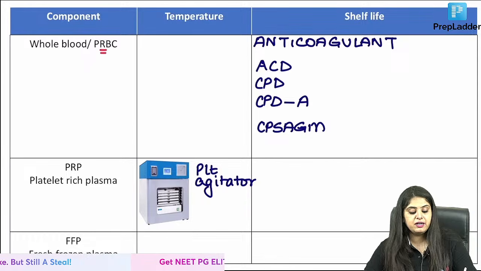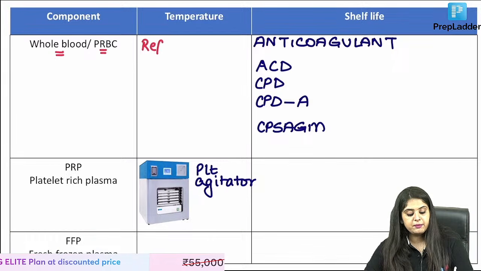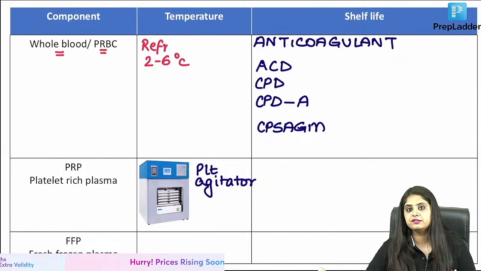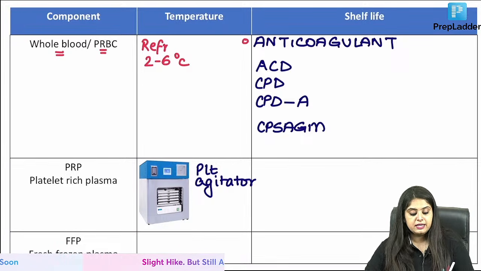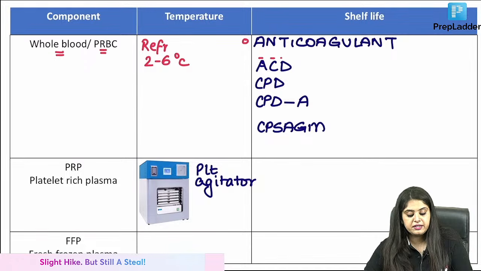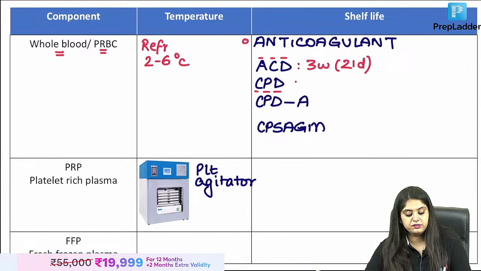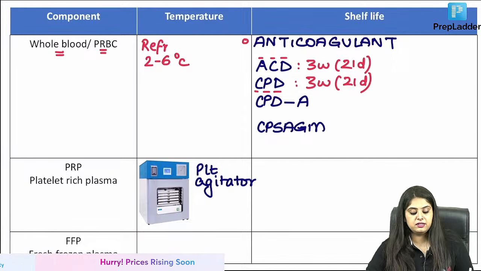Anything that is red blood cell, whether it is packed red blood cell or whole blood, red blood cell is kept in the refrigerator, meaning 2 to 6 degrees centigrade. Regular refrigerator similar to the one that you have in your house. Shelf life will depend on the anticoagulant that you have used. If you have used acid citrate dextrose, ACD, 3 alphabets, you can store it for 3 weeks. If you have used citrate phosphate dextrose, CPD, again 3 alphabets, 3 weeks, 21 days.